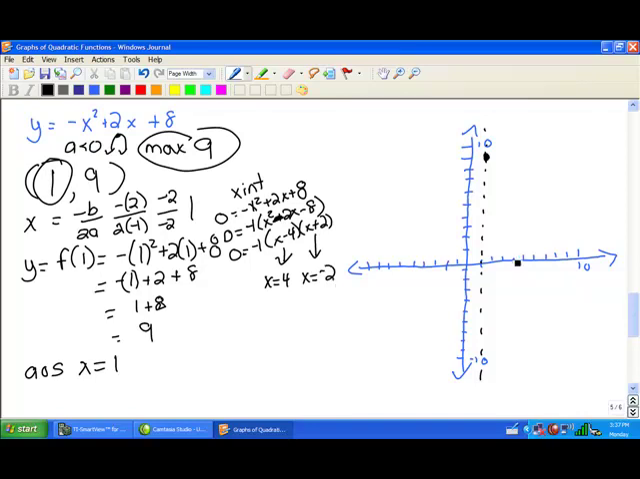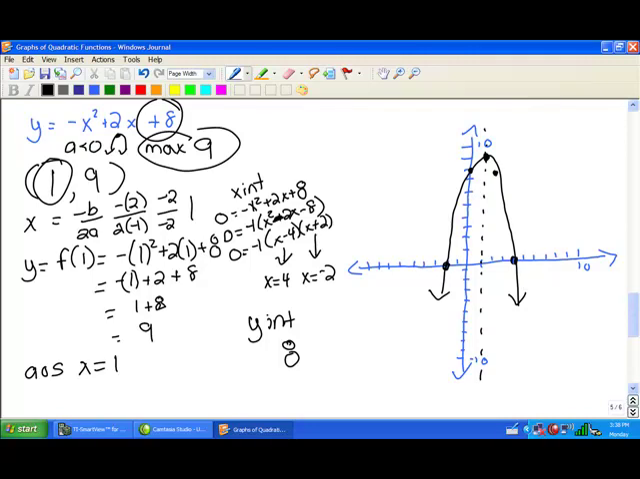Let's plot that. X-intercept of positive 4, x-intercept of negative 2. Each one is 3 units from the axis of symmetry. Our y-intercept is always going to be the c, so in this case our y-intercept is going to be 8. 1 unit to the axis of symmetry, 1 more unit out to mirror. We have our 5 points, so we can draw our parabola.